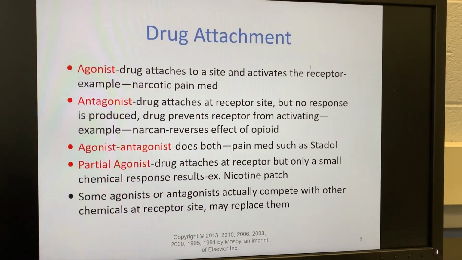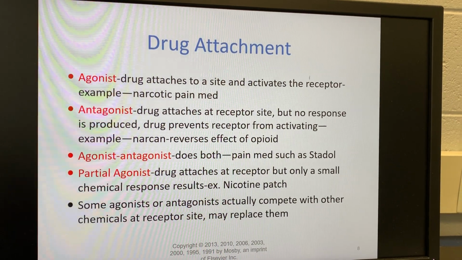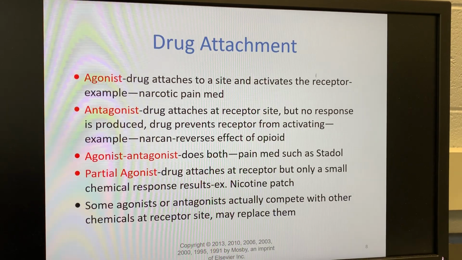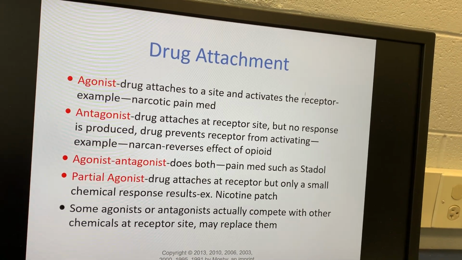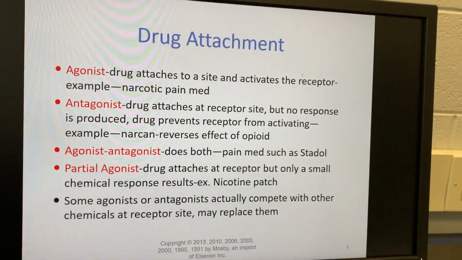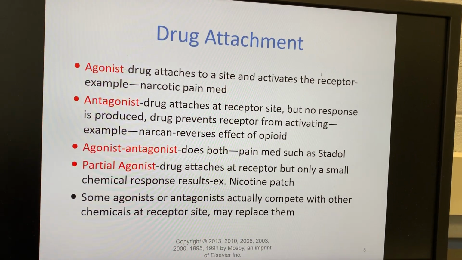Another medication might act as an agonist or an antagonist. It activates some receptors and it turns off other receptors. Sometimes pain meds act like this on an opioid receptor. They will activate one so you get that pain relief, but then they will turn off another one so you don't get as many of the side effects.